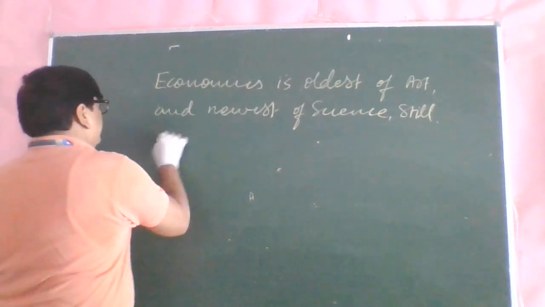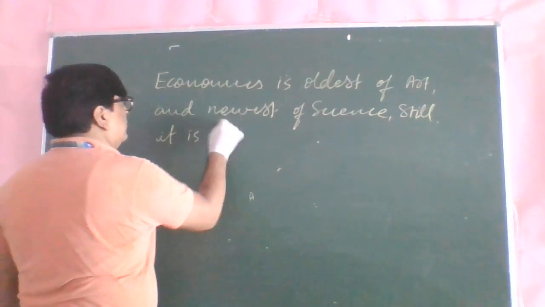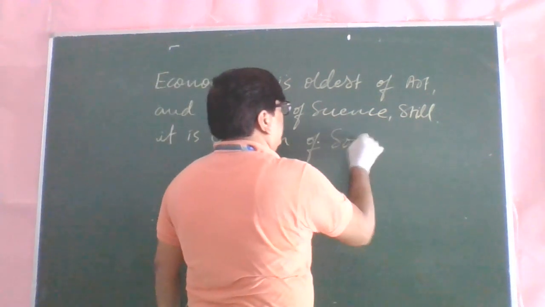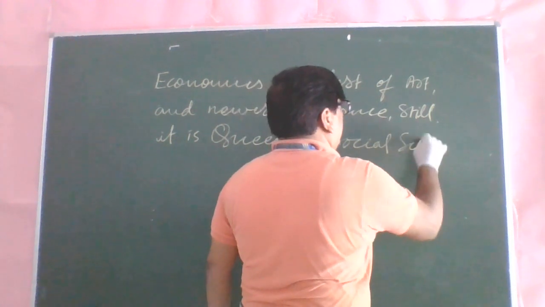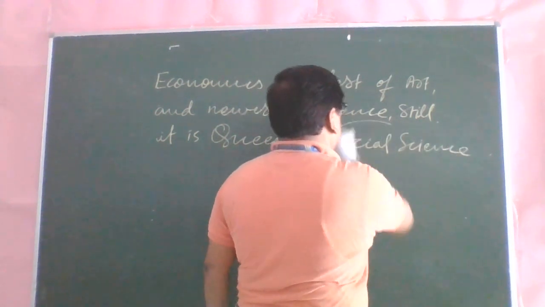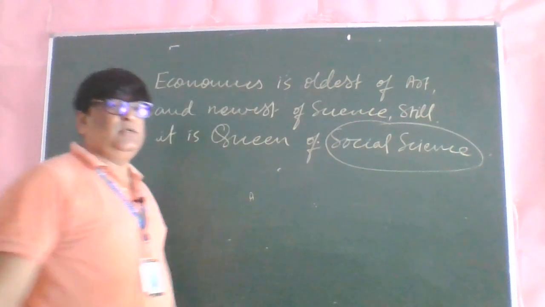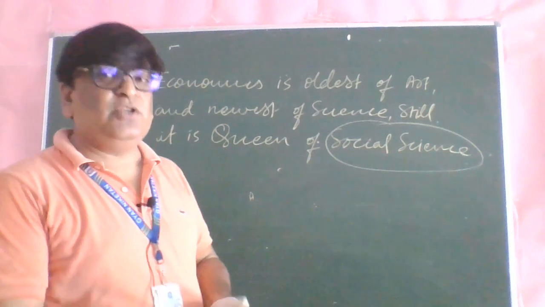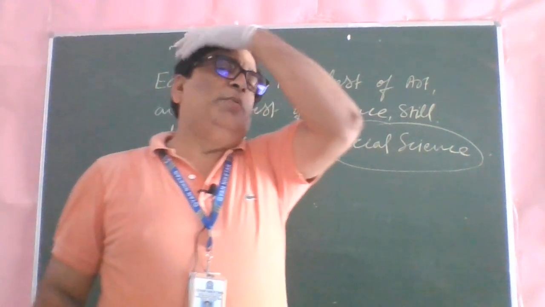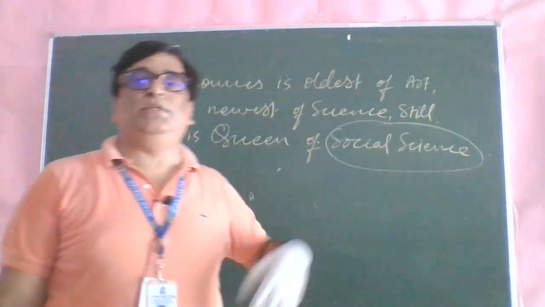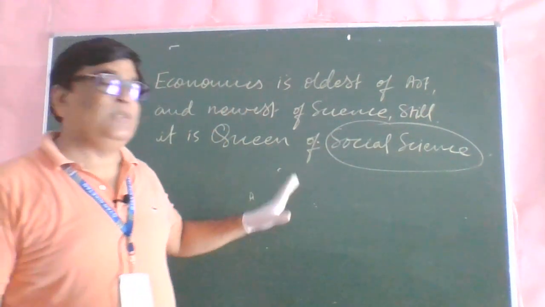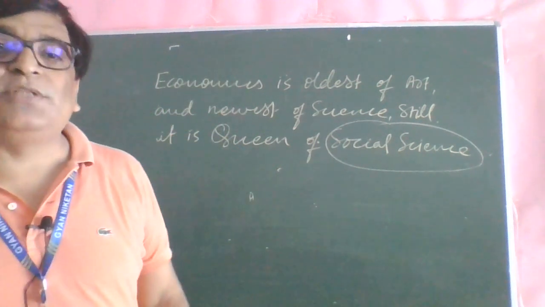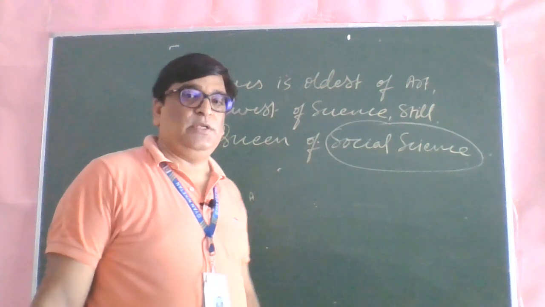Still, it is the queen of social science. He used the term social science. He considered, okay, this is science. Economics is also a science, but it is not a natural science like physics, chemistry, bio. It is social science. Economics is social science, he concluded. So you can say economics is not a natural science, but it is a social science.